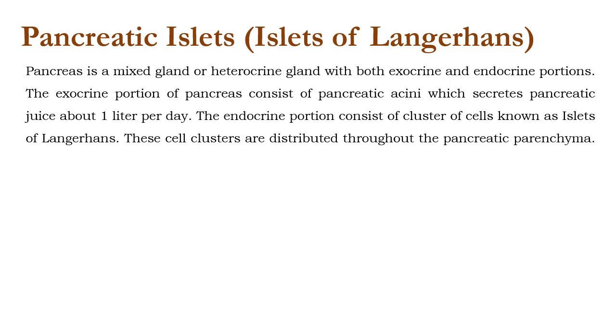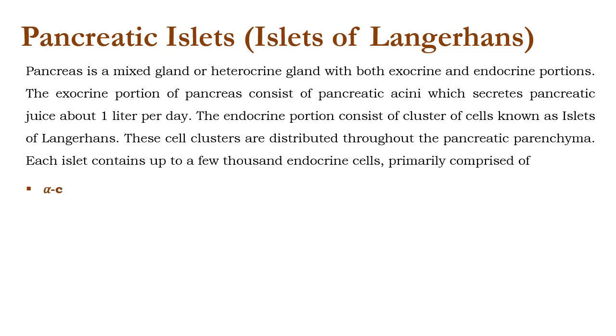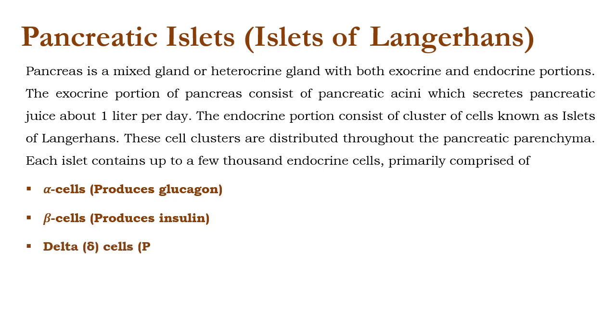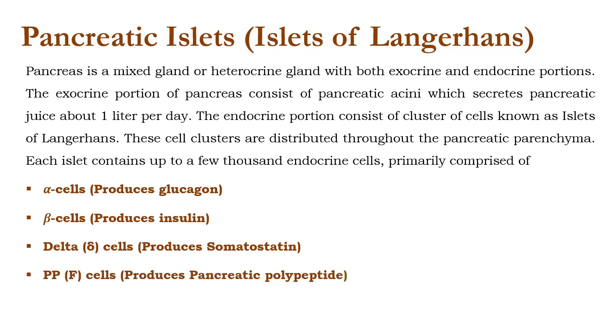Each islet contains up to a few thousand endocrine cells, primarily composed of alpha cells, which produce glucagon, which raises blood sugar; beta cells, which produce insulin, which lowers blood sugar; delta cells, which produce somatostatin, which regulates other hormones; and F cells, which produce pancreatic polypeptide, which regulates pancreatic activities.